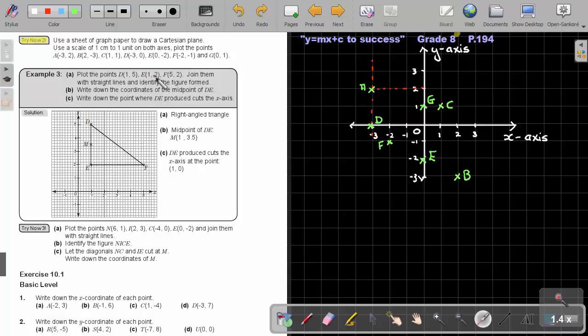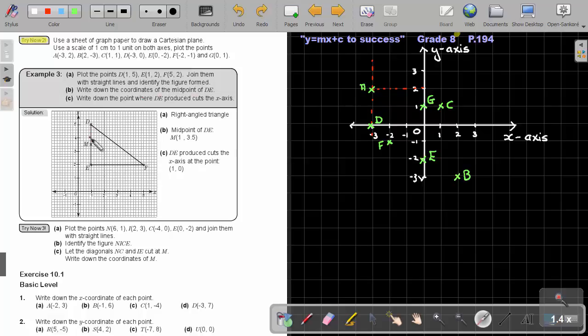There's D. And then E is also at 1 and 2. There's E. And then F, go to 5 and 2. There's F. Okay, and if you draw straight lines, you will see it's a right angle triangle. Okay, write down the coordinates of the midpoint, so it's in the middle.